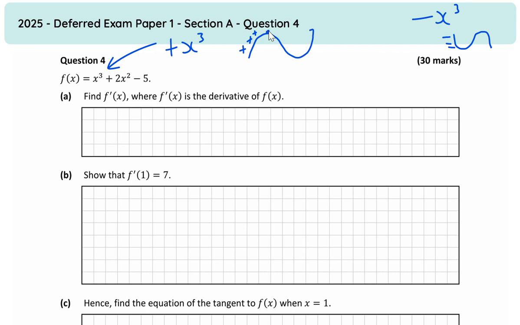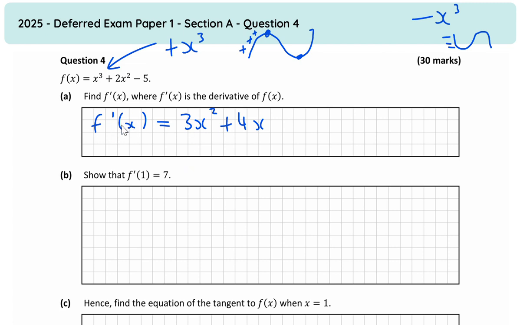So in our cubic, we're going to have a max point and a min point. So you're going to have two here. So let's see how we get on. First of all, we've got to differentiate, right? f dash of x is equal to 3x squared plus 4x, and that's it differentiated.